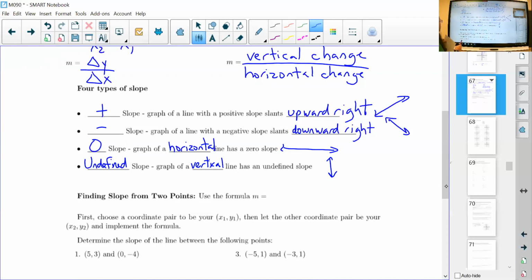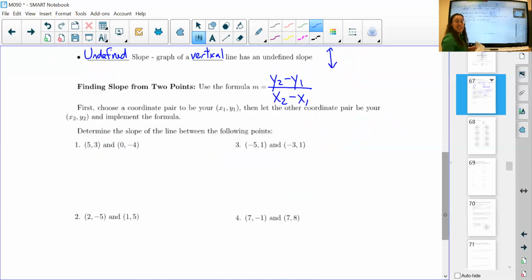Okay, if we're finding the slope from 2 points, I'm going to use the formula from right up here. So y2 minus y1 over x2 minus x1. Now, which point is which? Honestly, it doesn't matter as long as you're consistent. So I'm going to call this x1, y1, this x2, y2. And I'll plug it in. So m equals -4 minus 3, y2 minus y1, over 0 minus 5.